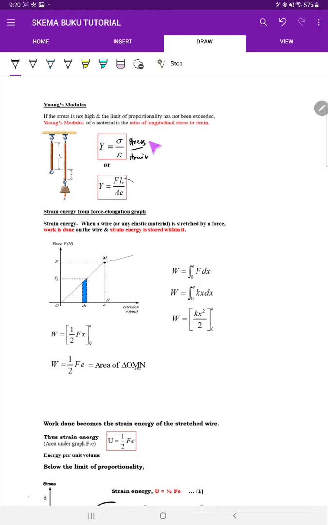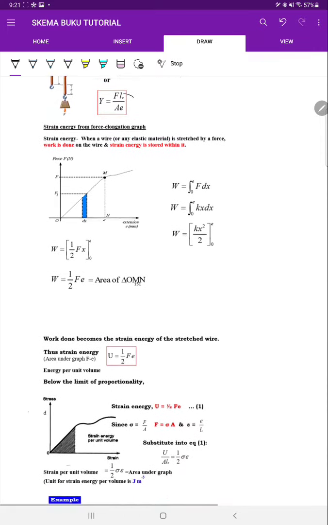Okay, unit dia, kita tahu unit untuk stress adalah Pascal. Strain, no unit. So, meaning that Young modulus unit dia adalah Newton per meter squared ataupun Pascal. Ni SI unit untuk Young modulus. Strain no unit, so kita akan dapat unit Young modulus sama je dengan unit stress.